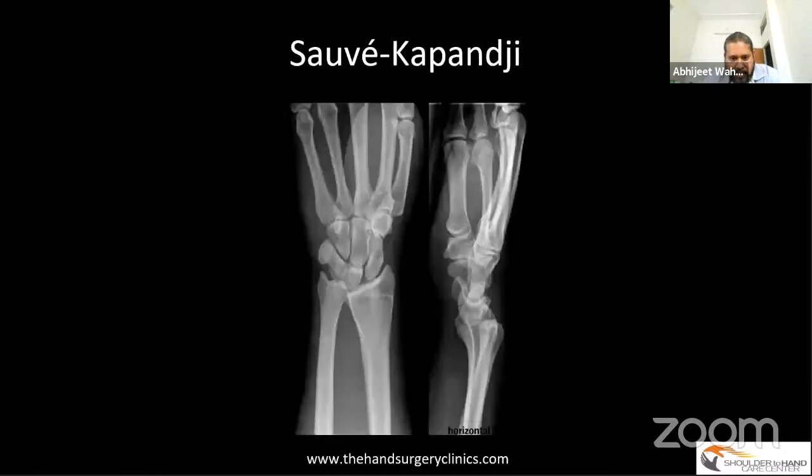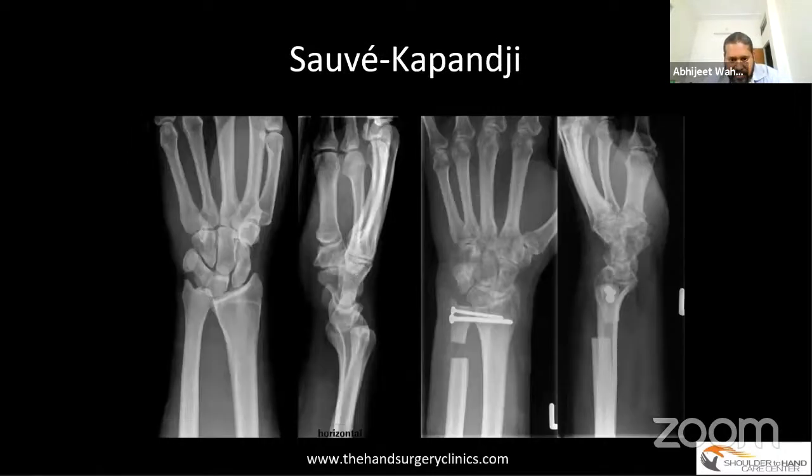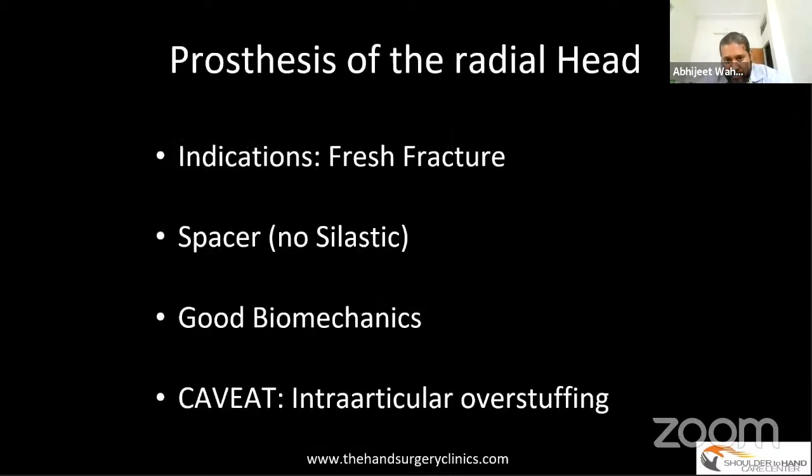So Sauvé-Kapandji is again one of the options that has been described. And as you can see, there is this dorsal subluxation and instability of the proximal stump of the ulna. Now, there have been procedures described to stabilize the proximal ulna, but I'm not sure if they are really good methods by which you can prevent it.